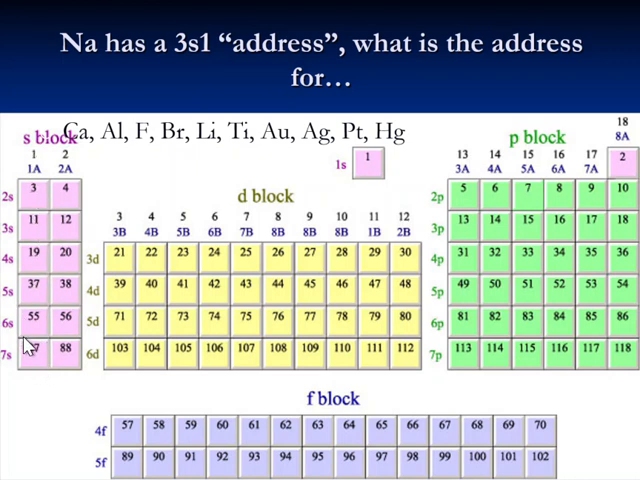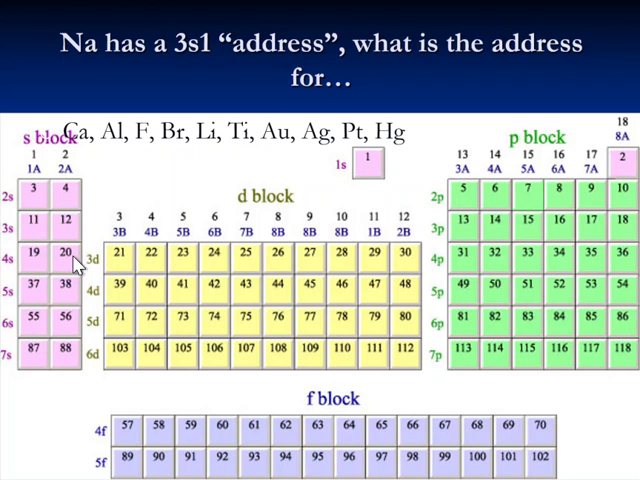Okay, now let's look at calcium. Where is calcium located here, and what might we call its address? Well, calcium is in the 4s block. It's atomic number 20. And so what we're saying is that if we were to give an address for the highest energy level electrons, we would call that address 4s2 because it's in column 2 and it's all the way up to 4s.